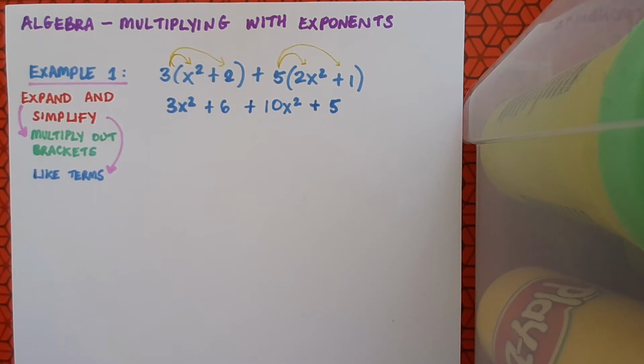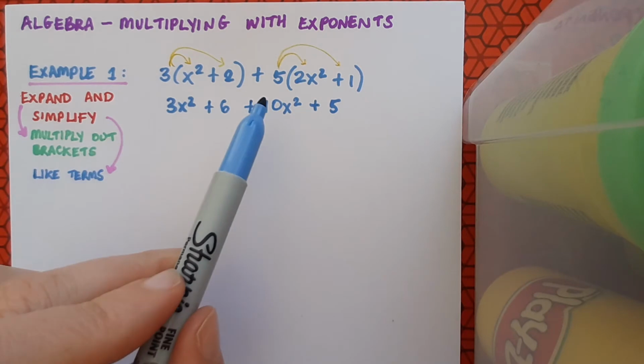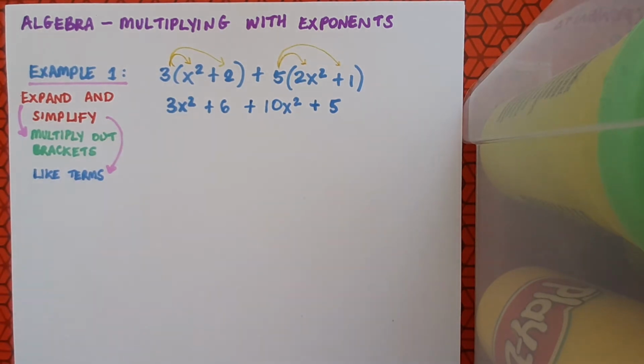Again, pause the video here and see if you can do this yourself. So looking at the like terms, they must end in the exact same variables. So here I've got 3x squared and 10x squared. And they end in the exact same variable. They both end in x squared, so I can put them together. That'll give me 13x squared. The plus 6 and the plus 5 are also like terms, and they'll add to give me plus 11. And this is the end of this example.